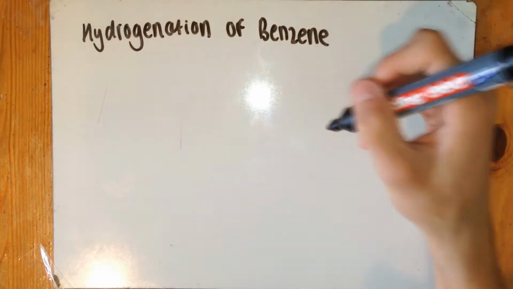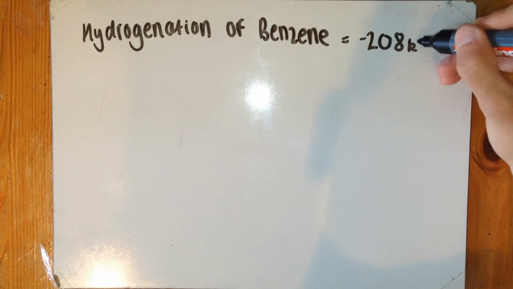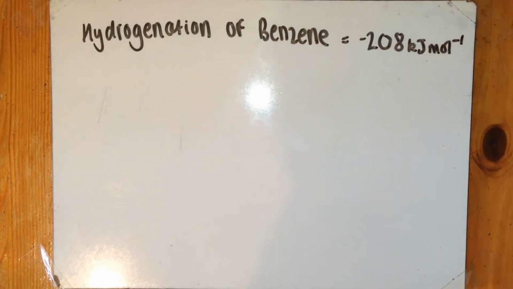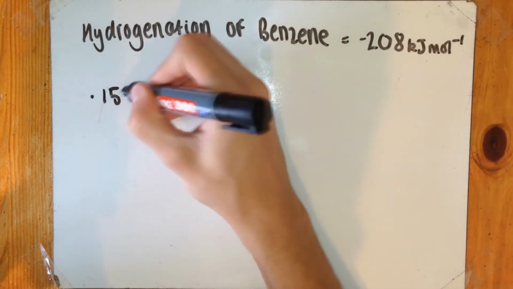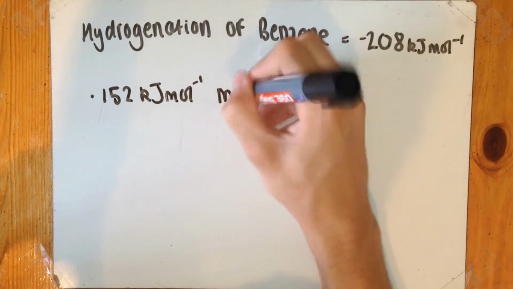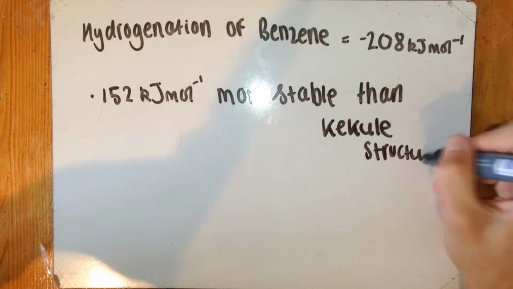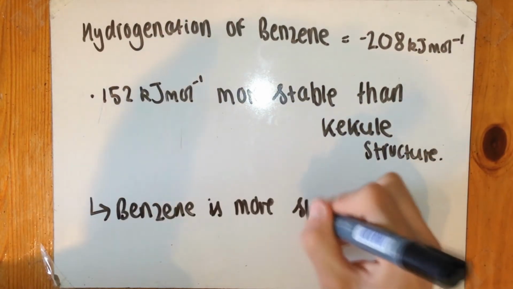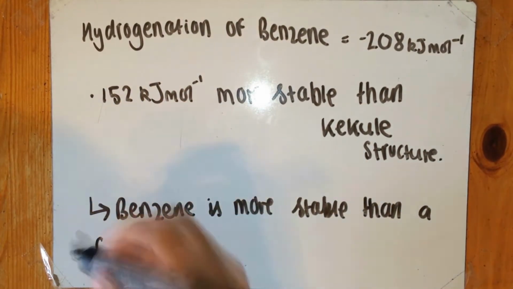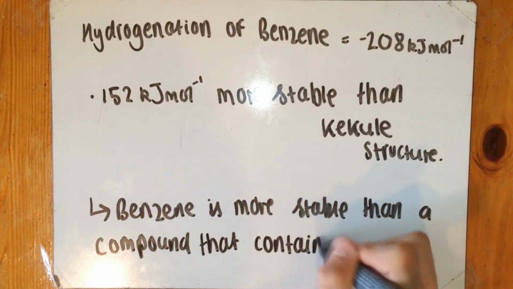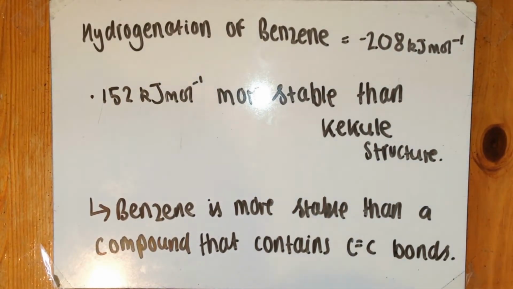However, when benzene is actually hydrogenated, the experimental value of the enthalpy change is minus 208 kilojoules per mole. So this is 152 kilojoules per mole less than the expected enthalpy change. So this shows that benzene is more stable than a compound that contains carbon-to-carbon double bonds. This once again disproves Kekule's structure.